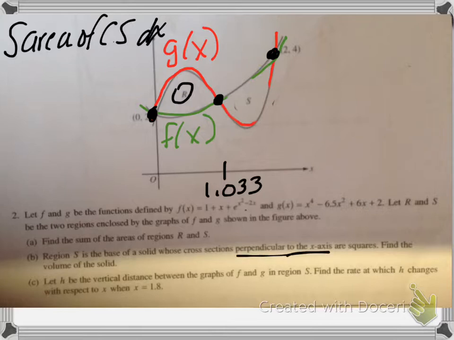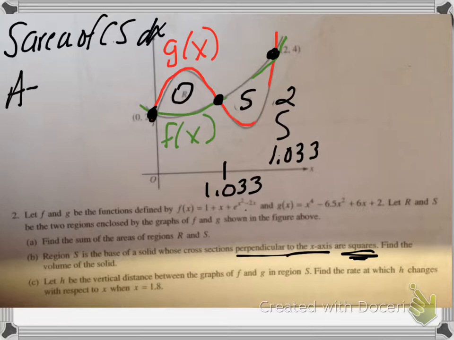Okay, so I am looking at region S, and my smallest x value is 1.033. My biggest x value is 2. Now I need the area of the cross section. So what shape is the cross section? It's a square. So the area of the square equals the side squared.